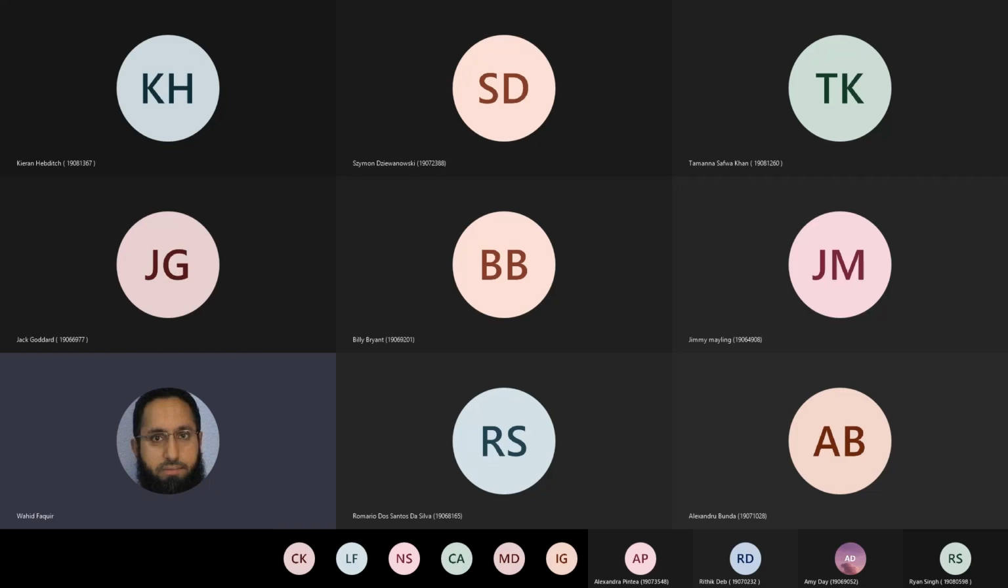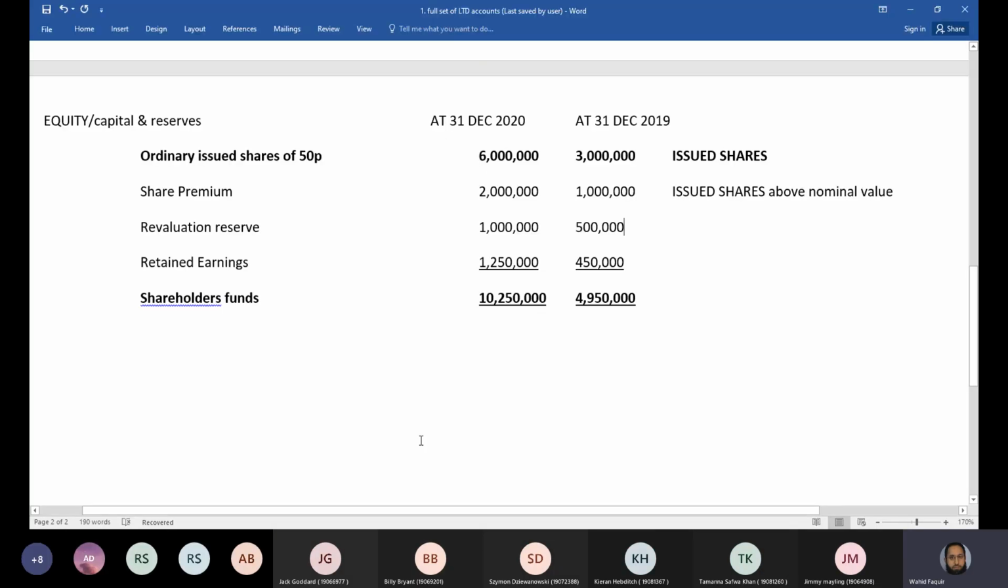Okay, good morning. Limited companies, lesson possibly 2 or 3. You've done document 371. You've done a couple of questions with Darren. Now we're looking at the issue of shares.